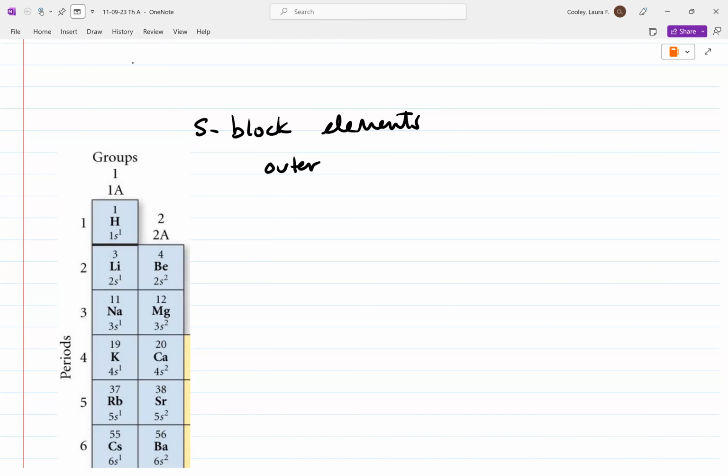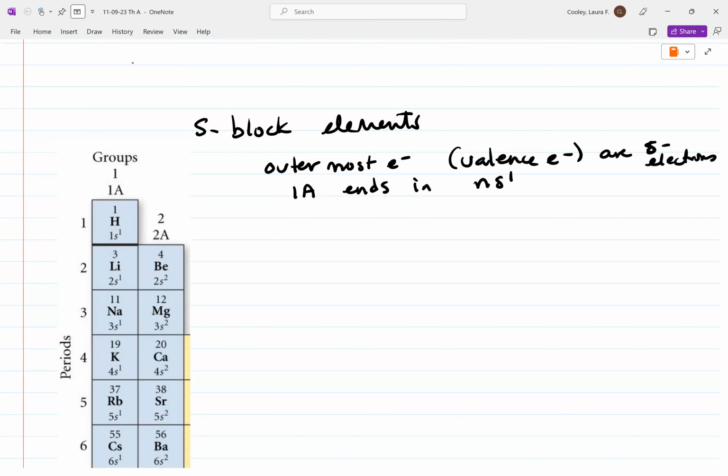And for these, the outermost electrons, which are the valence electrons, are the two 1s electrons. It can be, the first group. So group 1a and this, I should say, are s electrons. So the 1a ends in ns1. You can see 1s1, 2s1, 3s1, etc. Group 2a, the electron configurations end in ns2.